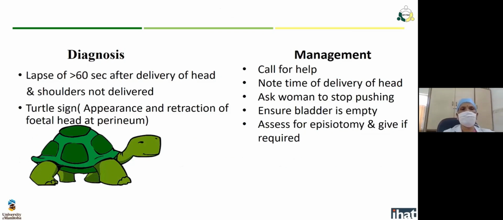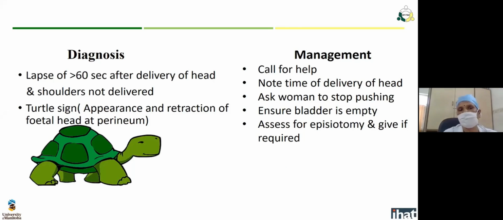So the diagnosis: when more than 60 seconds have lapsed after delivery of the head and the shoulder is not delivered. Usually it is the impacted anterior shoulder under the pubic symphysis, but both shoulders can arrest, the posterior on the sacral promontory and the anterior under the pubic symphysis.